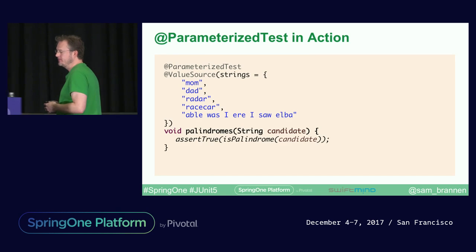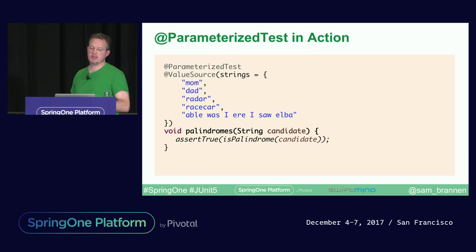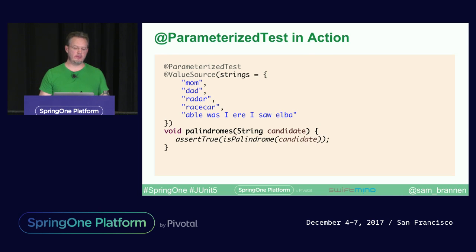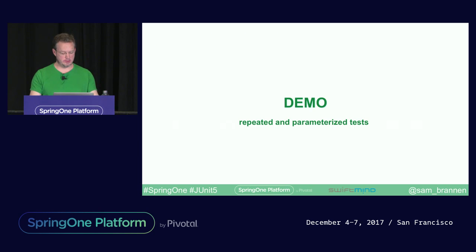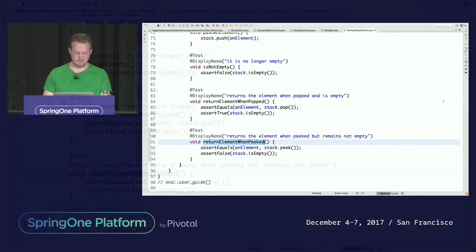So what does that look like? That would look like this. We have @ParameterizedTest, and at the top here we have @ValueSource, specifying an array of strings. These are all candidates for palindromes, right? So you can read them forward and backward, and this test should then pass because they are all, in fact, palindromes. So I'll just show those running in action.